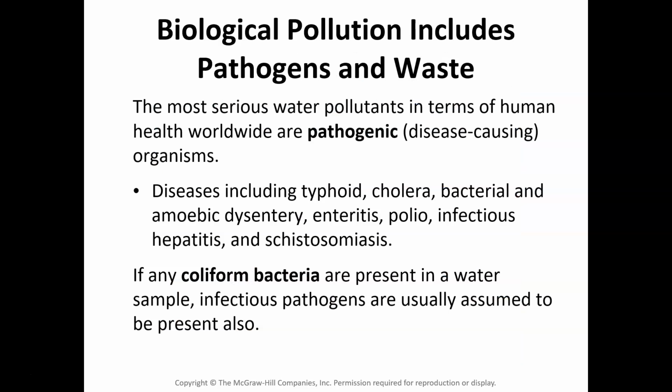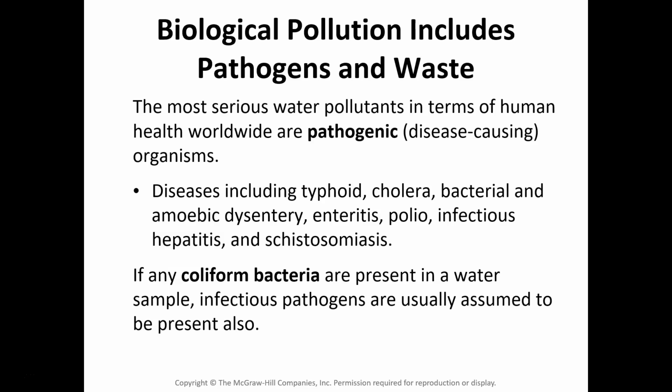So let's talk about the different categories of pollutants. We have biological pollutants, chemical pollutants, and physical pollutants. Let's start with the biological pollutants first. These are disease-causing bacteria and human waste products. So any type of pathogens, again, we call pathogens things that cause disease.